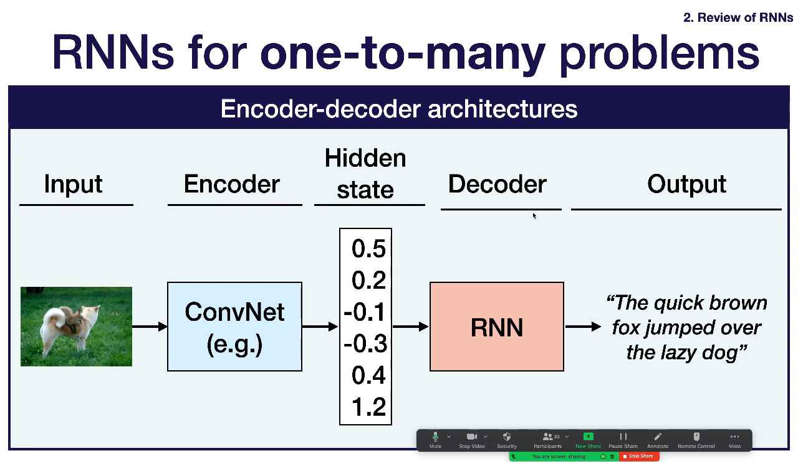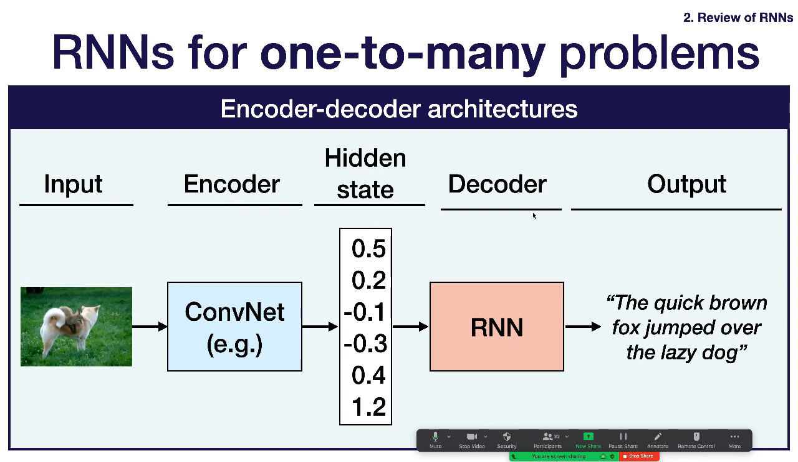And so this is your hidden state of the model. And so this vector can serve as the initial hidden state for your recurrent neural network that's used to generate the text that describes this image.